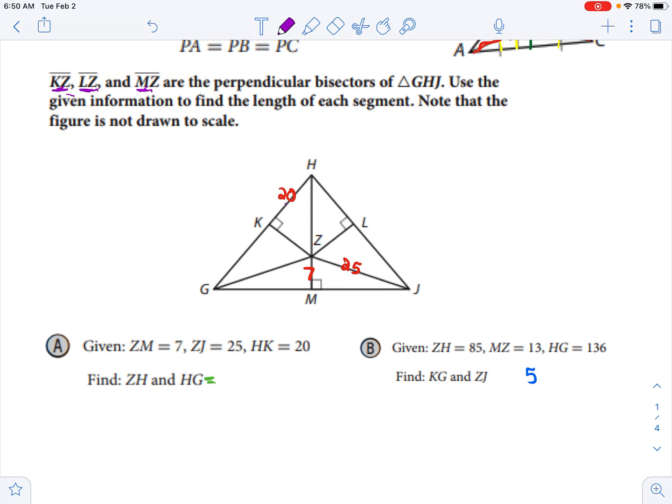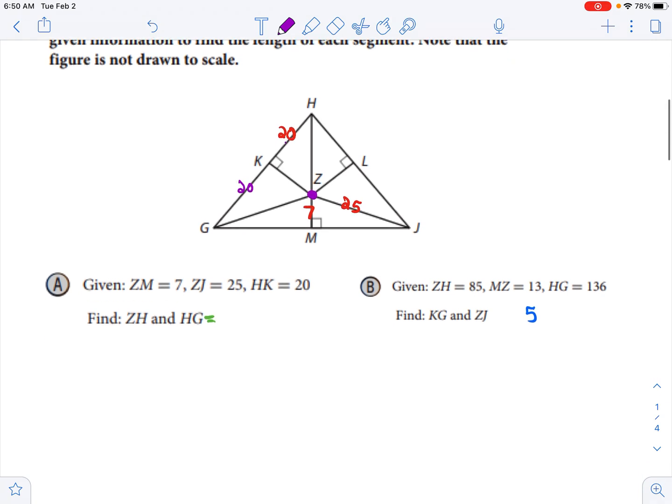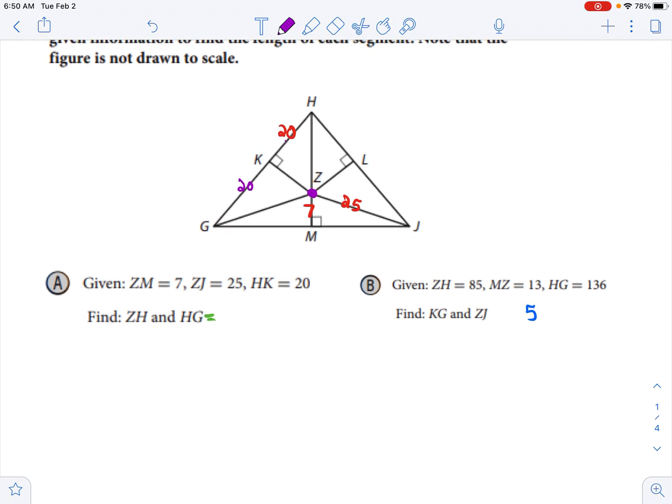So I know if this side's 20, this side right here is going to be 20 as well. The other thing is, since they're perpendicular bisectors, where they meet, this point of concurrency, we just said that the distance from that point to each vertex point will be the same. So H to Z is 25, and Z to G is 25 as well. So then it says, find Z to H. Z to H is right here, from Z to H is that line. And we said that's from the point of concurrency to the vertex. So Z to H is going to be 25.